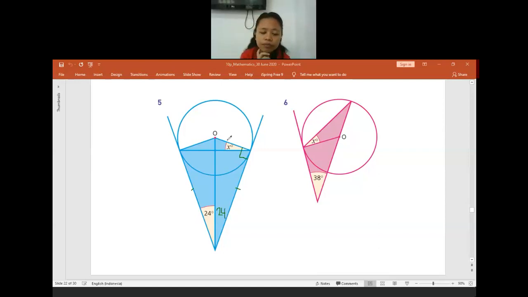Before I continue, maybe you can help me find this part. How many degrees is that part? If I focus on the big triangle, how many degrees is that green part? 66. Okay, anyone confused about how to get 66? No. Okay, it will be 66.